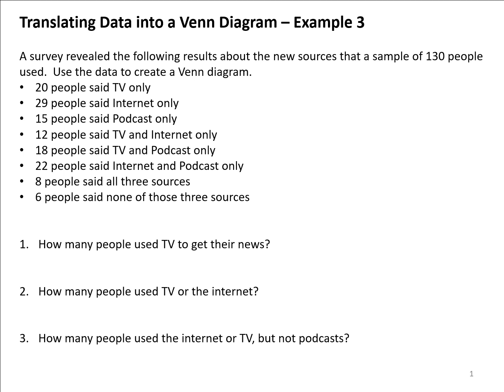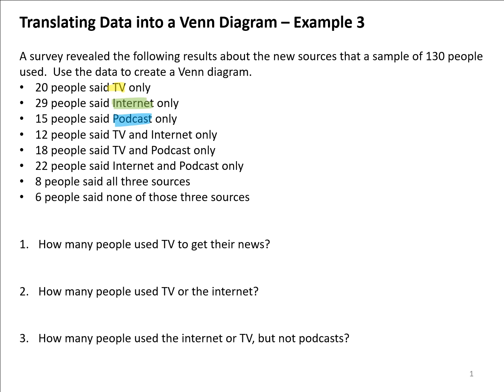So you'll notice that there are three top qualities or avenues of news source that people are using in this data. We have TV, we have internet, and then we have podcasts. So those are going to be our three sets.